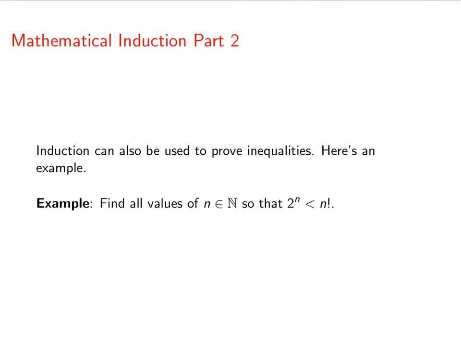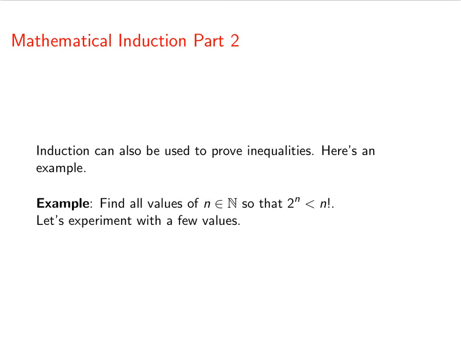Let's find all values of n in the natural numbers so that 2 to the n is less than n factorial. Now from your experimentations in studying infinite series in Calculus 2, you should know that factorials always grow faster than exponentials. We want to find out where this happens.